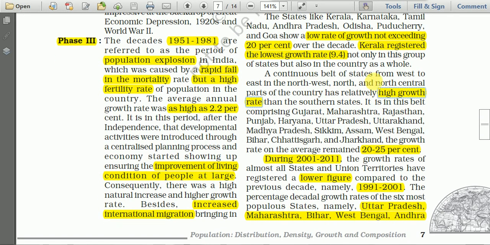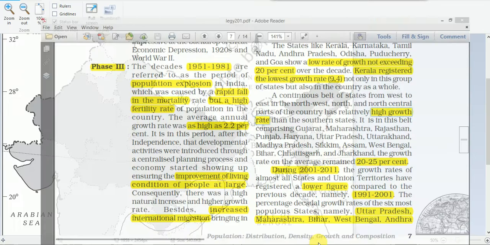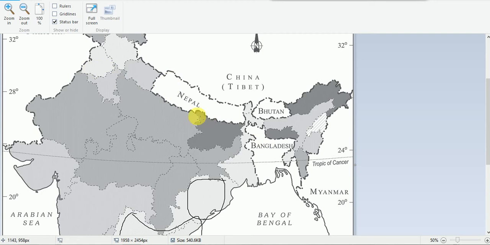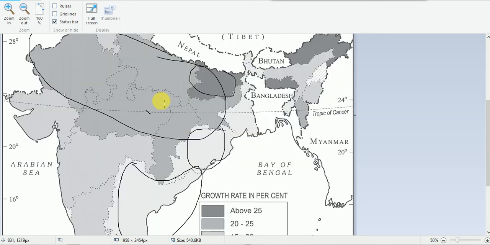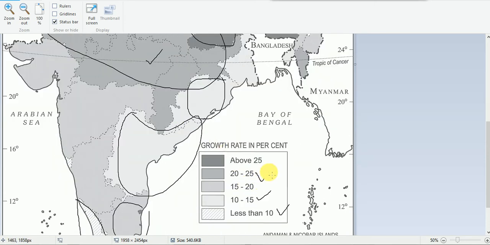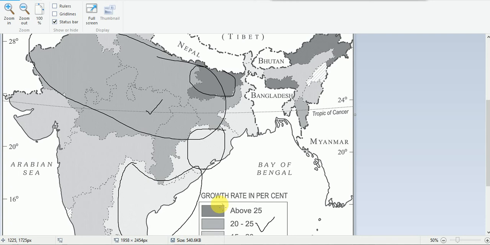The other continuous belt of states from west to east in the northwest and the north central part of the country has a relatively high growth rate. As you will find here, a continuous belt. I think here also we have Bihar, this area. Just see the shades also. This shade shows a growth rate of 20 to 25%, and the darkest shade represents a growth rate of 25%. See here, Arunachal Pradesh 25%, Meghalaya 25%, as mentioned here in the book.